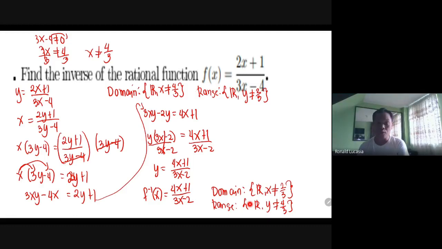Remember that range pertains to the y. When you substitute the value of x, those are the resulting value. Lahat pwede maliban kay y is equal to 4/3. So marami tayong hahanapin. 5: domain and range ng original function, domain and range ng inverse function, and the inverse function itself. Questions so far?